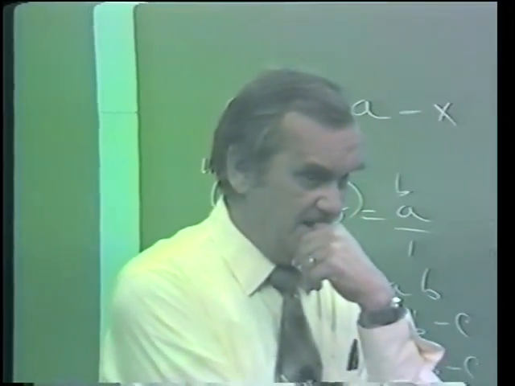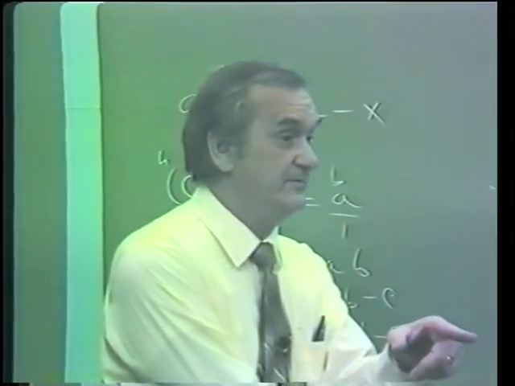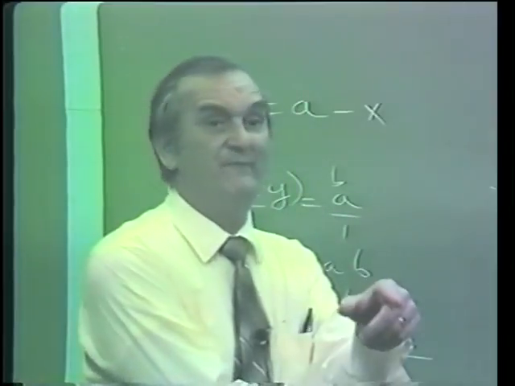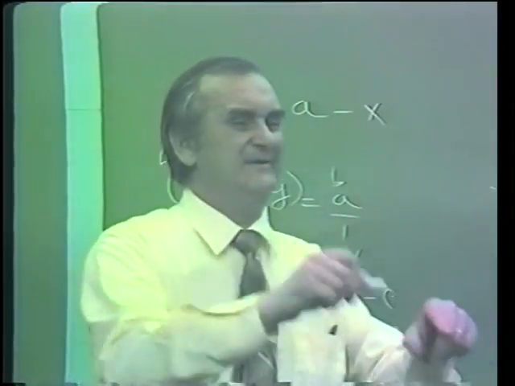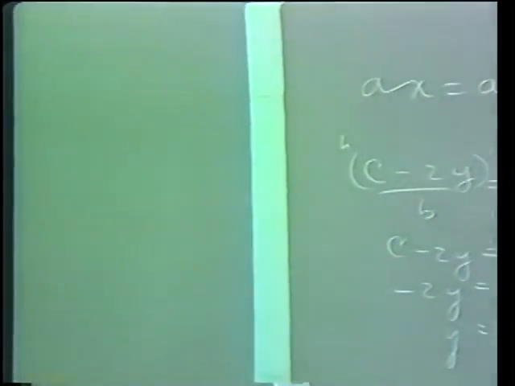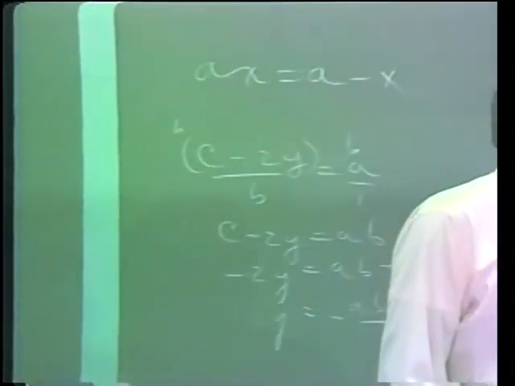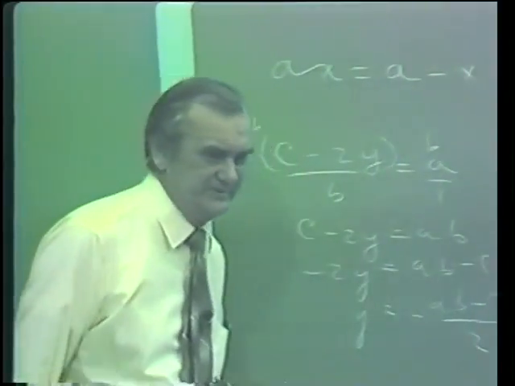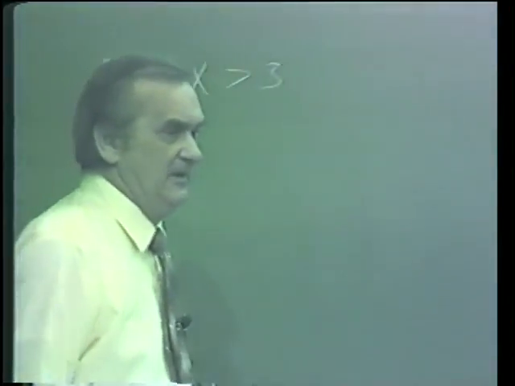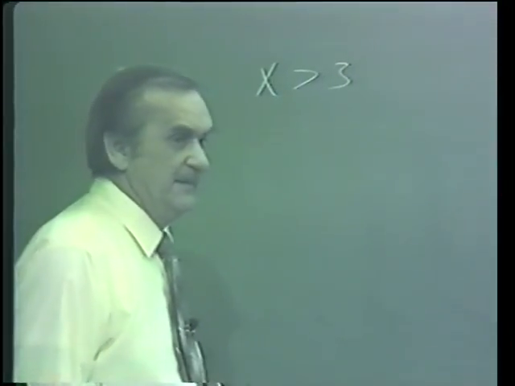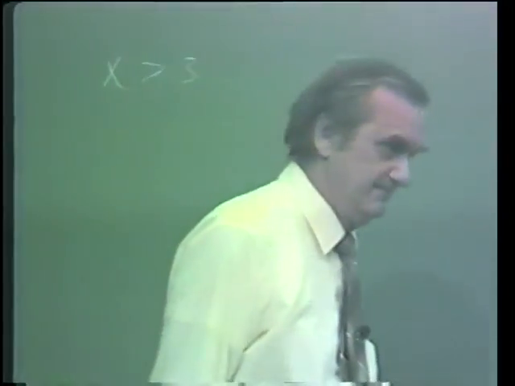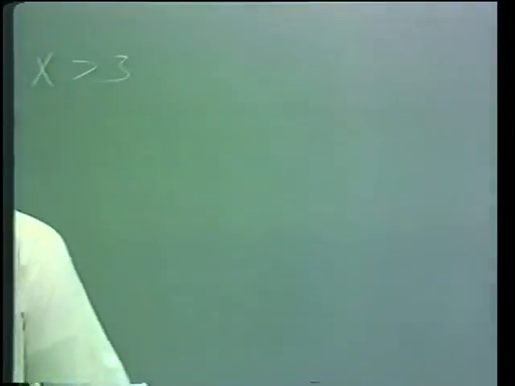Well, 4 will make it true, 5 will make it true, 750 will make it true, 3.5 is going to make it true, 3 1/4, 3.00000001 will make it true. It's impossible for us to list all the elements that are going to make this true. But some way we have to represent all the elements that will make it true. And we do that by graphing. We draw the number line.